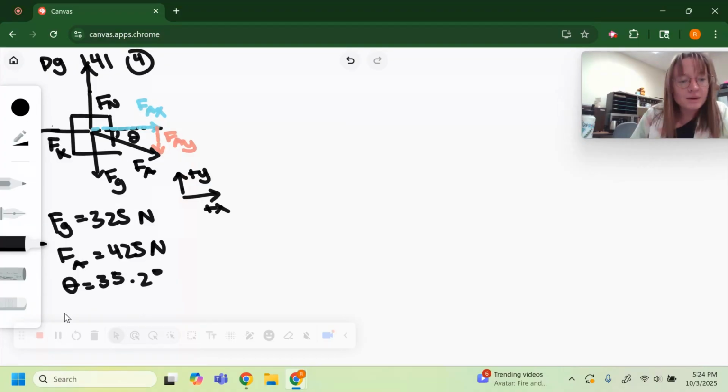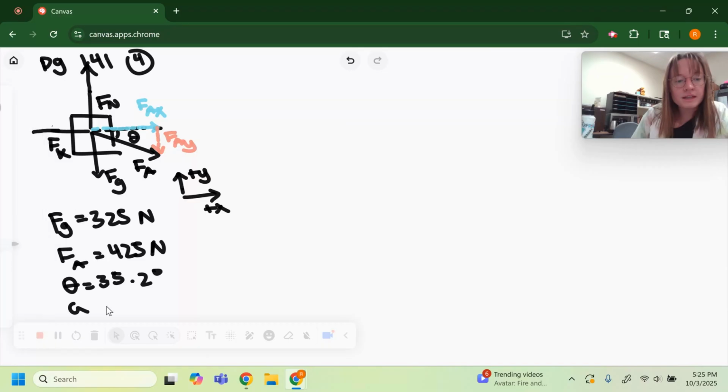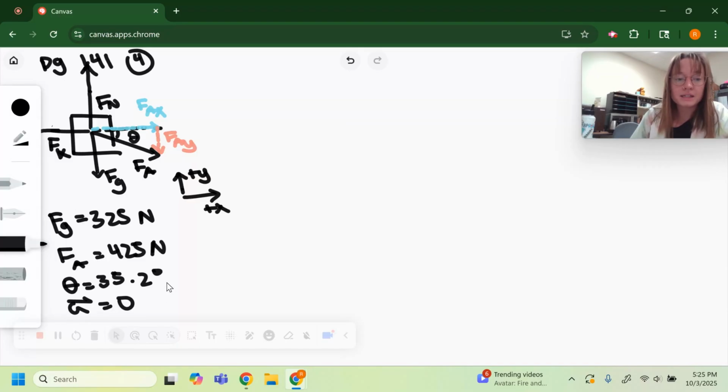And we also know, because we said constant velocity, that the acceleration is 0. You do not have to write this given here. I like to write it so that I remember my situation. And finally, last but not least, I'm looking for mu k.